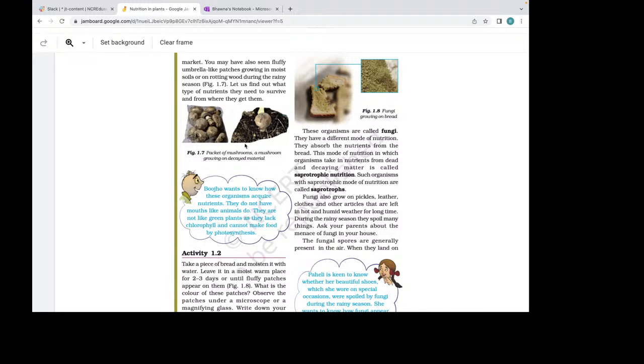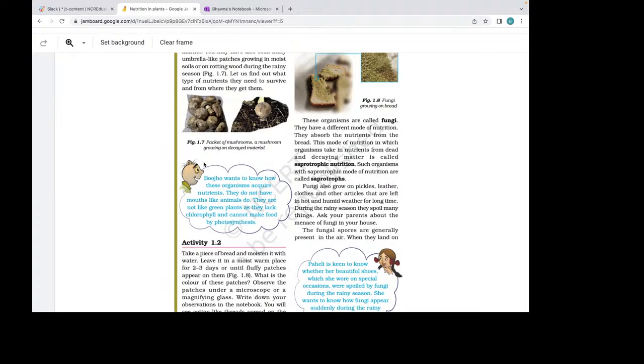So that is a very interesting question, and Bujo also wants to know how these organisms acquire nutrition. They do not have mouths like animals do. हमारे जैसा मुंह इनके पास नहीं होता है. They are not like green plants as they lack chlorophyll and cannot make food by photosynthesis. photosynthesis से भी ये food नहीं बना सकते हैं, ना ही हमारी तरह खा सकते हैं. तो कहाँ से इन्हें अपना न्यूट्रिशन मिलता है?